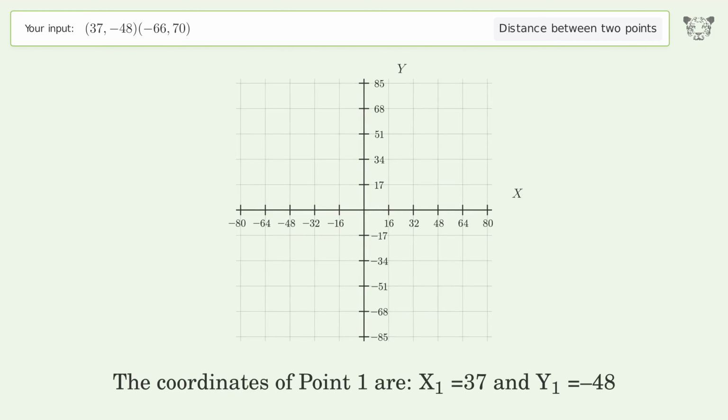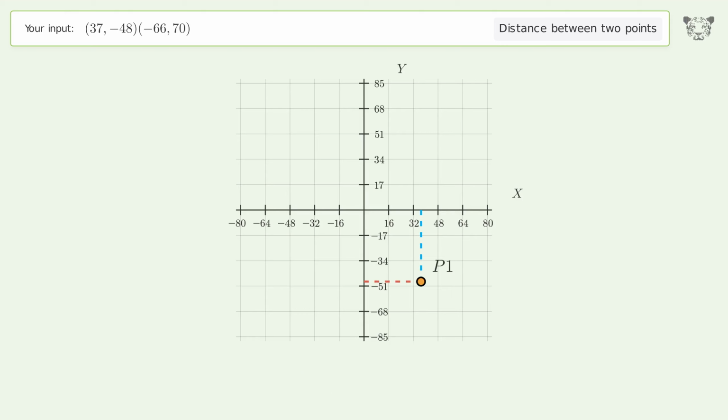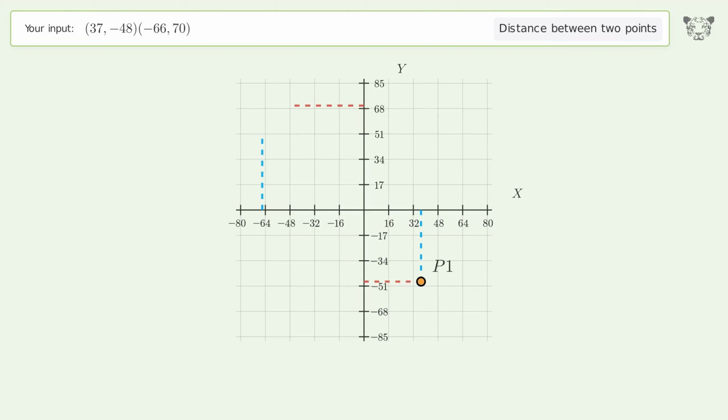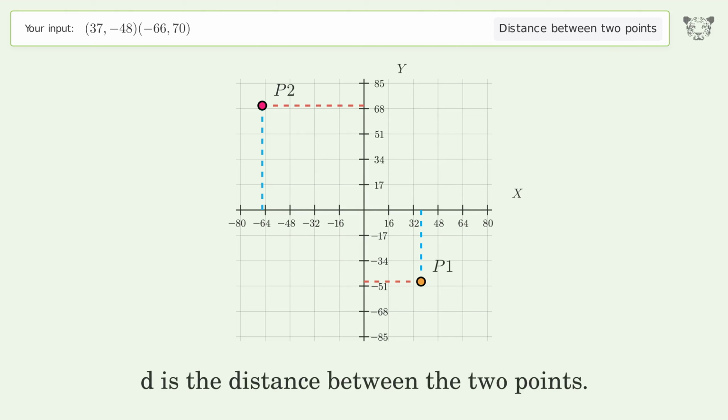The coordinates of point 1 are x1 equals 37 and y1 equals negative 48. The coordinates of point 2 are x2 equals negative 66 and y2 equals 70. D is the distance between the 2 points.